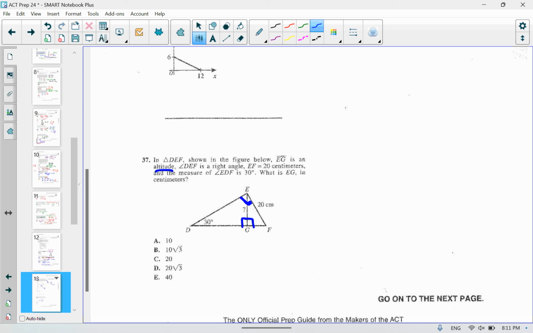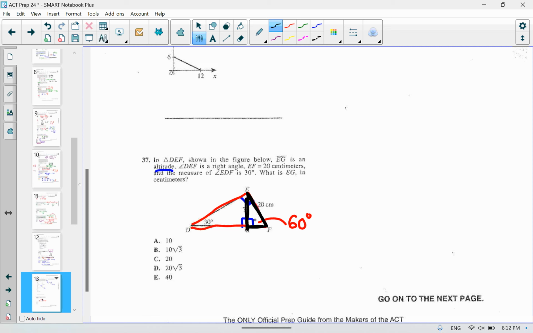So this is a right angle right here, which means if I'm looking at this big triangle right here, this angle right here, angle F, has to be 60 degrees because 180 minus 90 minus 30 equals 60. So this is just a simple 30, 60, 90 smaller triangle here. So I'm just looking at this triangle right here now, which is a 30, 60, 90, because this is 90, this is 60. This part being left to be 30.